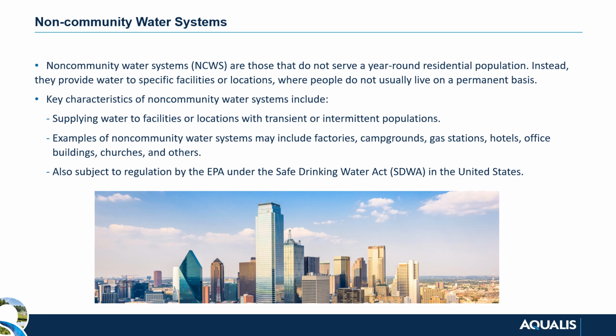Examples of non-community water systems may include factories, campgrounds, gas stations, hotels, office buildings, churches, and others. They are also subject to regulation by the EPA under the Safe Drinking Water Act in the United States.